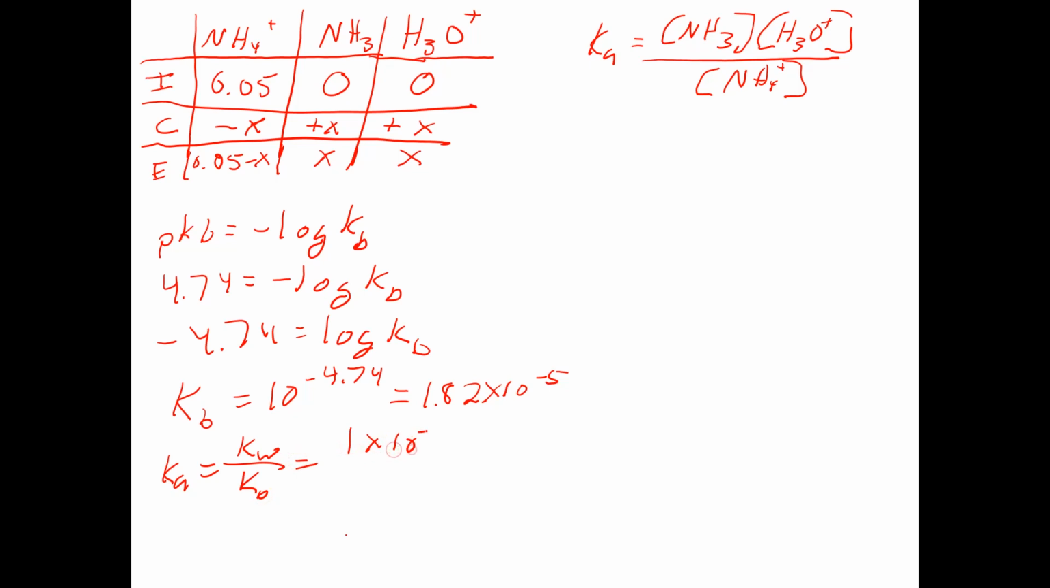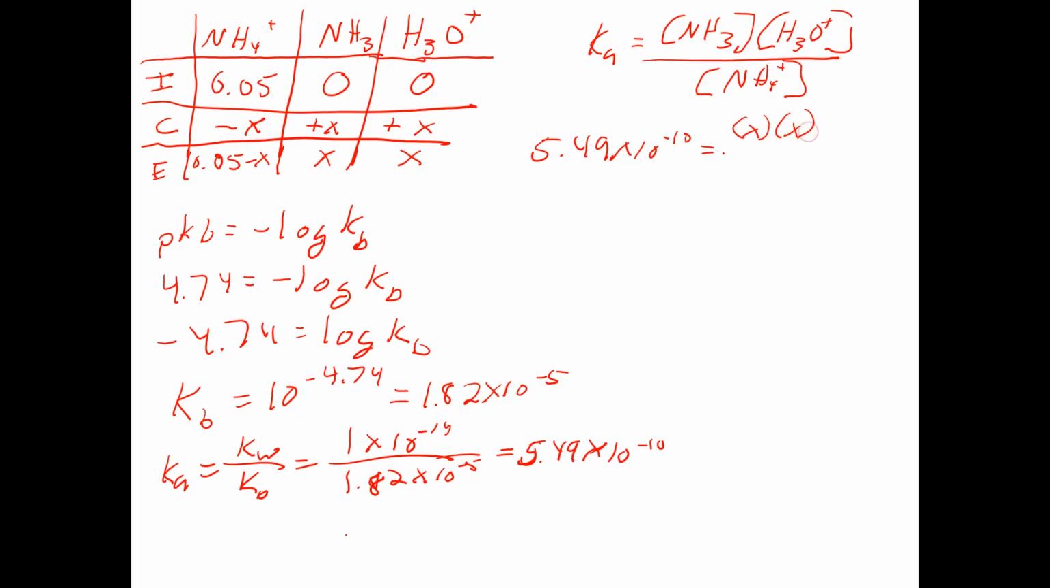So we take 1 times 10 to the negative 14th divided by 1.82 times 10 to the negative fifth. That gives us 5.49 times 10 to the negative 10th. If we plug this into our expression for Ka, we have 5.49 times 10 to the negative 10th is equal to the concentration of ammonia and H3O+, which we represented as X, over our ammonium, which is 0.05 minus X.